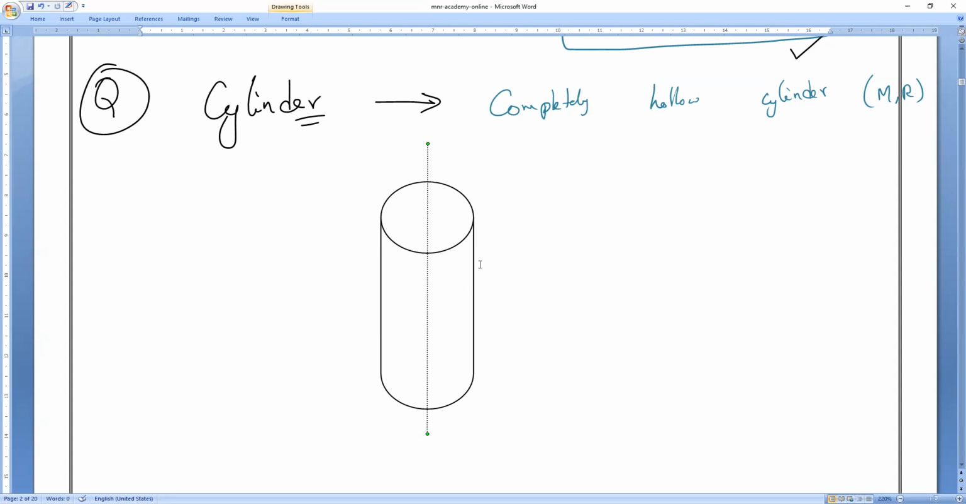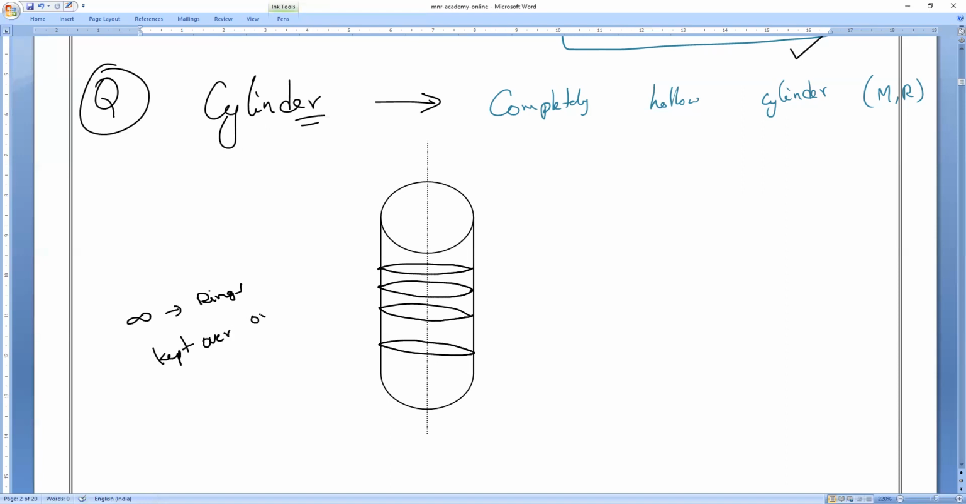Now if I cut this cylinder, it will definitely have an infinite number of rings. Will you all agree with me? If I cut this particular part, there is one ring. If I cut another part, there is another ring. Like that, every cylinder is made up of an infinite number of rings, kept one over another, so we get a hollow cylinder. Is it right?